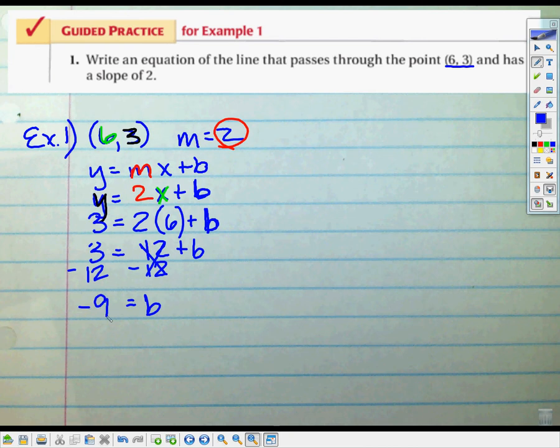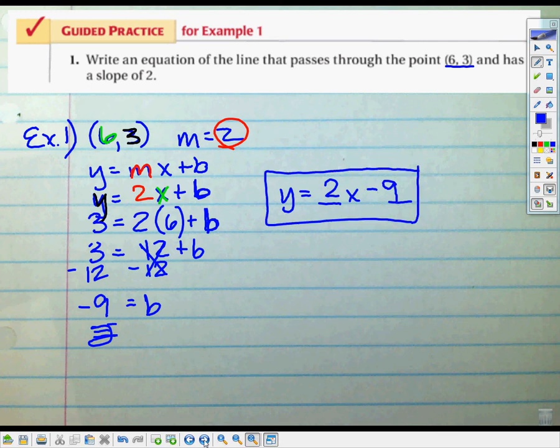Now the only thing we need to write the equation is the slope and the y-intercept, and we have both of those. So we can write the equation as y equals something times x, and put the y-intercept in there. The slope here is 2, and the y-intercept that we found is negative 9. That's our answer.